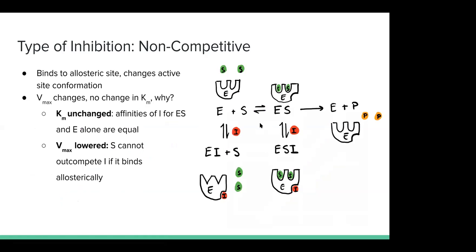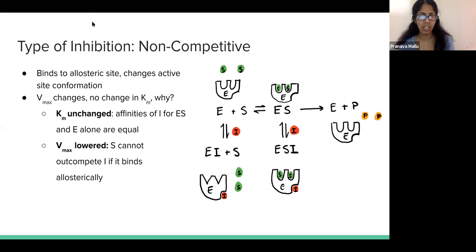Km is unchanged because the affinities of the inhibitor for the enzyme substrate complex and the free enzyme alone are equal. So there's a 50-50. They have the same affinity for the free enzyme or the enzyme substrate complex. So the enzyme's affinity for the substrate is not changed. I don't know if Pranava or Kwan could explain that better than I can. I know that I myself get mixed up with this a lot. I thought that was good unless anyone has questions.